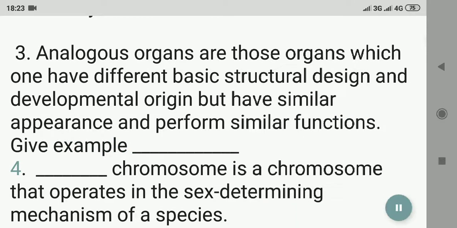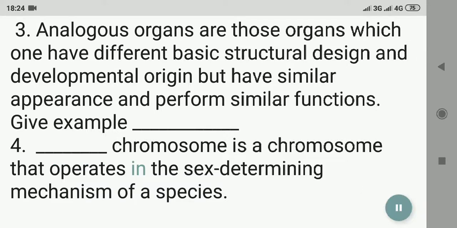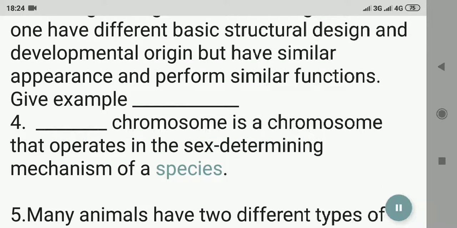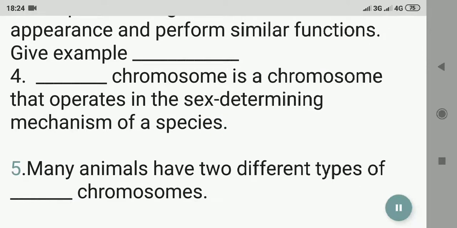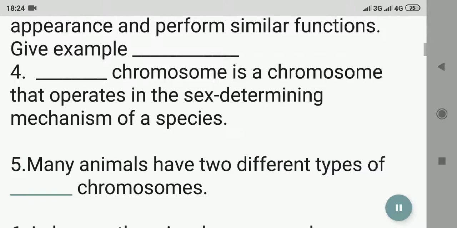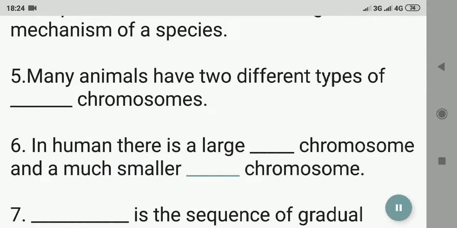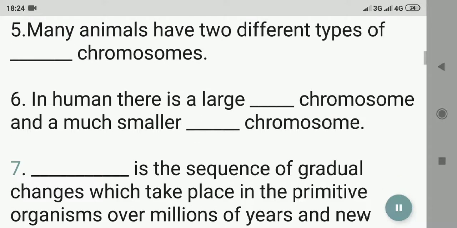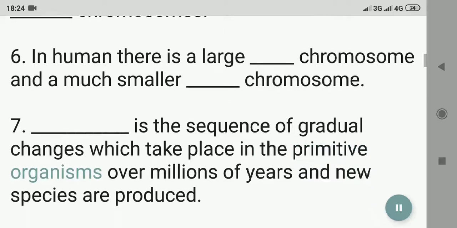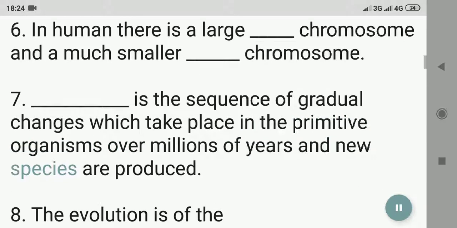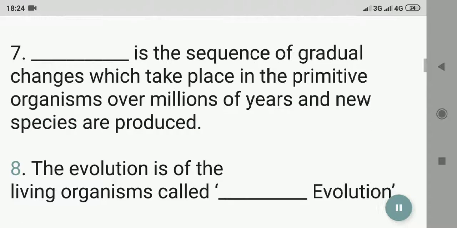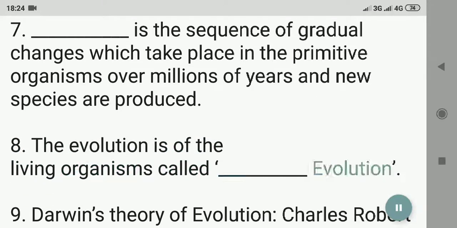4. Blank chromosome is a chromosome that operates in the sex-determining mechanism of a species. 5. Many animals have two different types of blank chromosomes. 6. In human there is a large blank chromosome and a much smaller blank chromosome. 7. Blank is the sequence of gradual changes which take place in the primitive organisms over millions of years and new species are produced. 8. The evolution of the living organisms is called blank evolution.